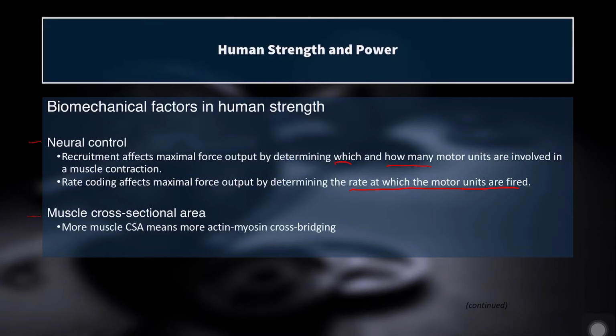And rate coding, remember, affects maximal force output by determining the rate at which motor units are fired. So we have how many motor units, and we have how quickly, or at what rate, those motor units are being fired. And that's all of neural control of strength at the motor unit level. We also have muscle cross-sectional area. Remember that more CSA means more actin-myosin cross-bridging. Okay, so a bigger muscle is, all other things the same, a stronger muscle.